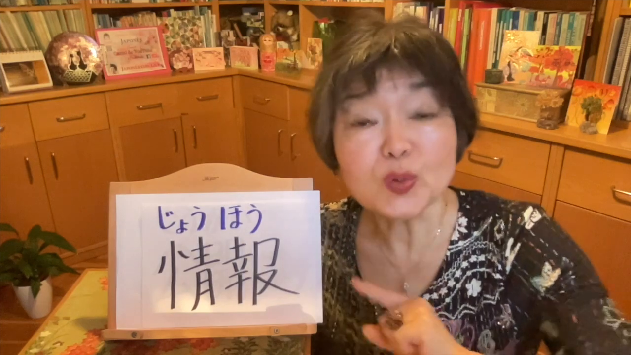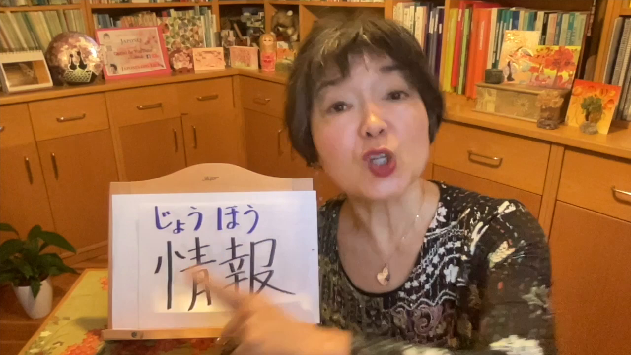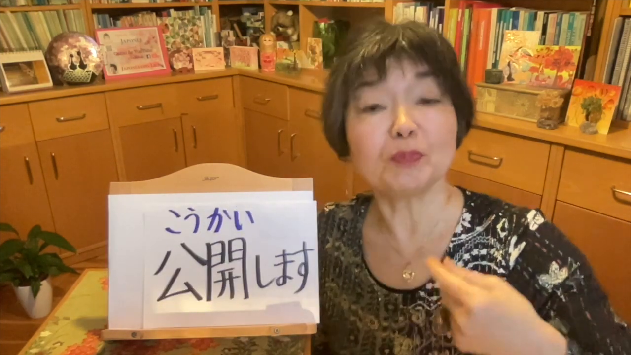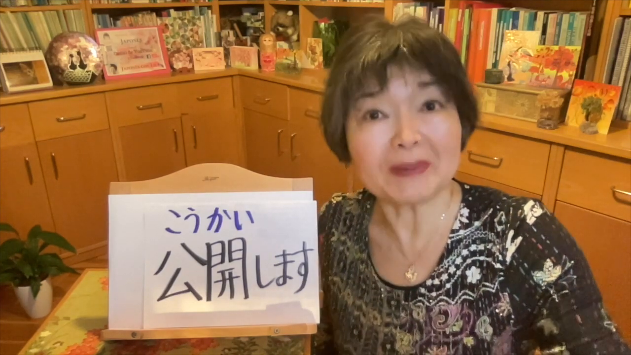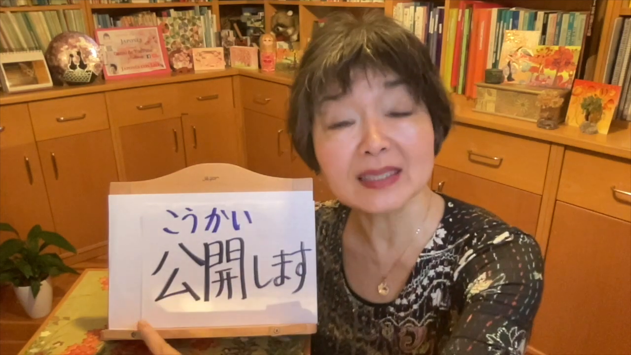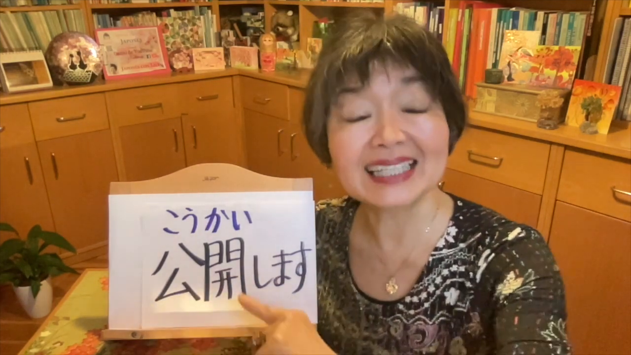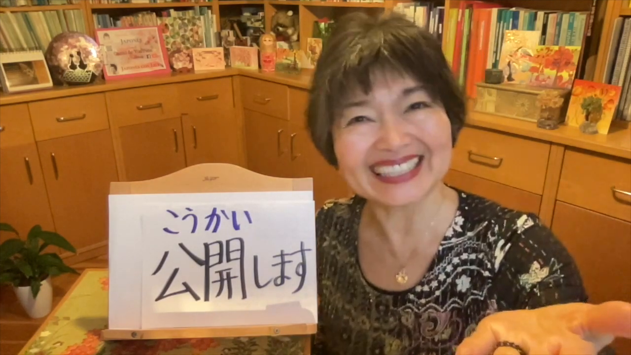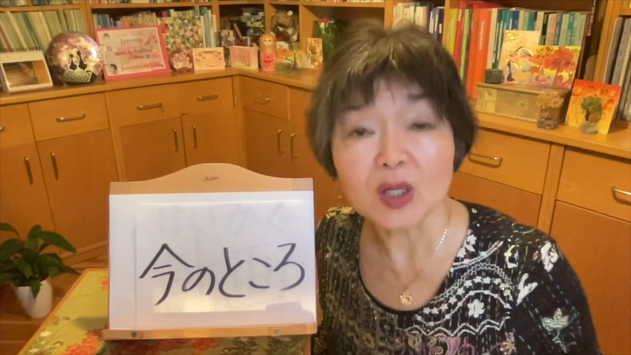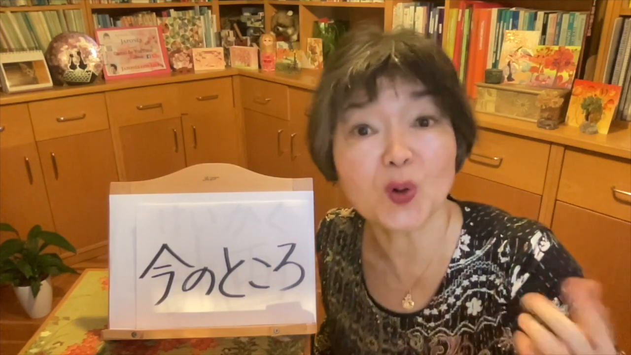2番目. Please refrain from disclosing this information. This means don't open this information to the public. This is secret. Information, 情報. To open, to publish, to release, to disclose, to go public, 公開します. In the kanji meaning, こう is public and this かい is 開ける, to open. Open to the public.